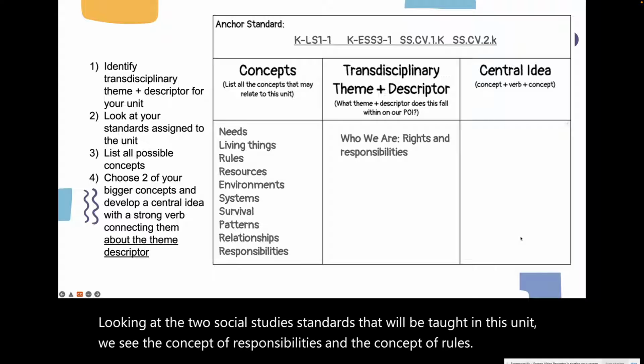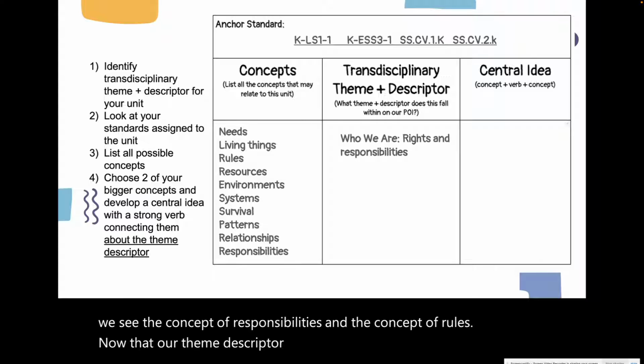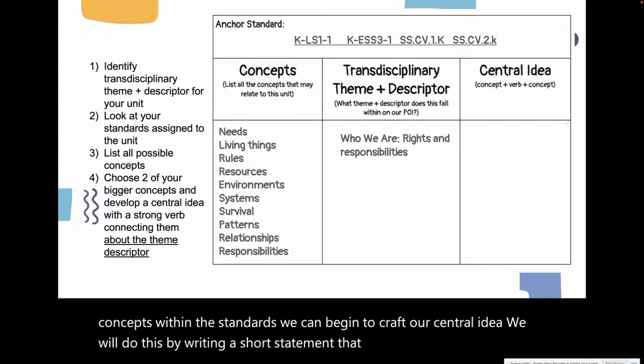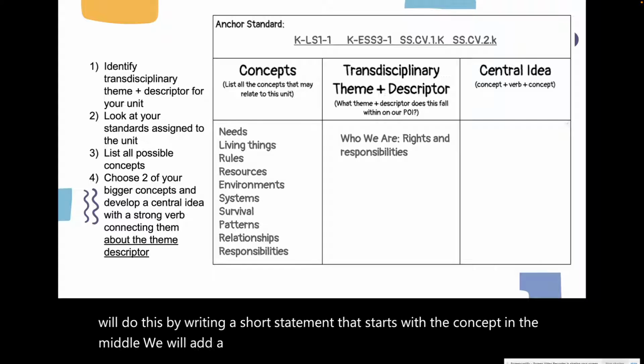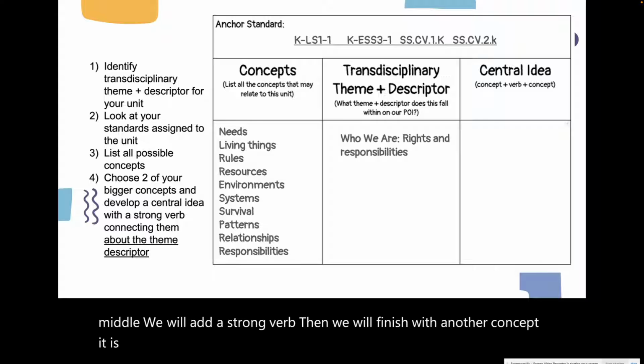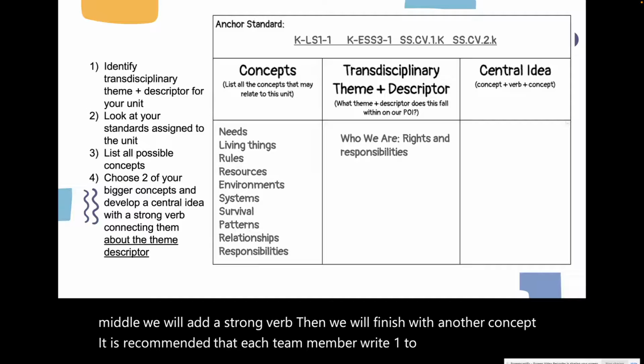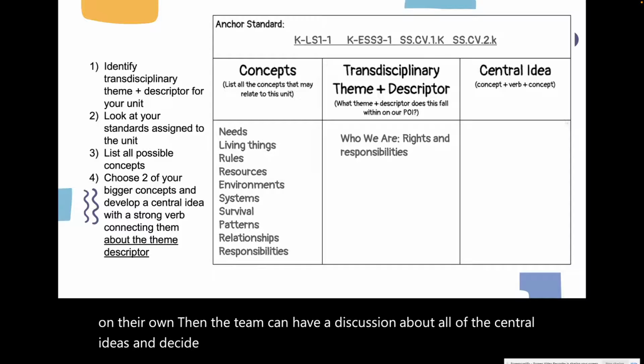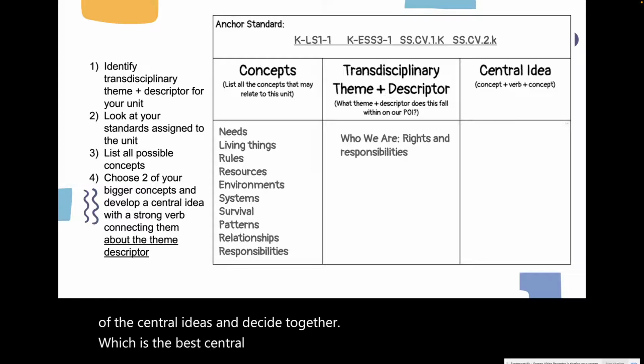Now that we know our theme, descriptor, and standards, and have identified the concepts within the standards, we can begin to craft our central idea. We will do this by writing a short statement that starts with a concept. In the middle, we will add a strong verb, then we will finish with another concept. It is recommended that each team member write 1 to 2 central ideas on their own. Then the team can have a discussion about all of the central ideas and decide together which is the best central idea that is aligned to the standards, the theme, and the descriptor.